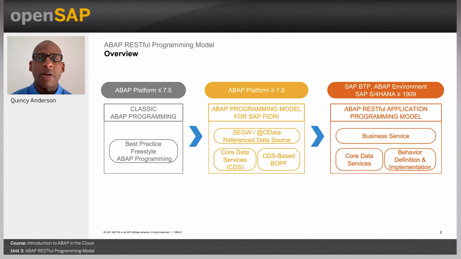So that brings us to our current programming model, known as ABAP RESTful Programming Model, or RAP. The ABAP RESTful Programming Model was introduced with BTP ABAP Environment and also with SAP S/4HANA Cloud, starting with edition 1909. ABAP RESTful Programming Model evolves the ABAP programming model for SAP Fiori in several ways. First, SAP GUI is not necessary. All programming tasks are done using Eclipse with the ABAP Developer Tools plugin, which we first saw in Unit 2.